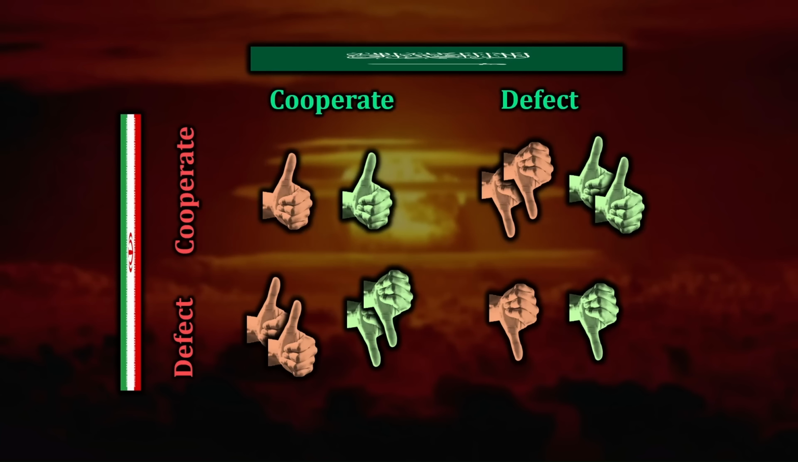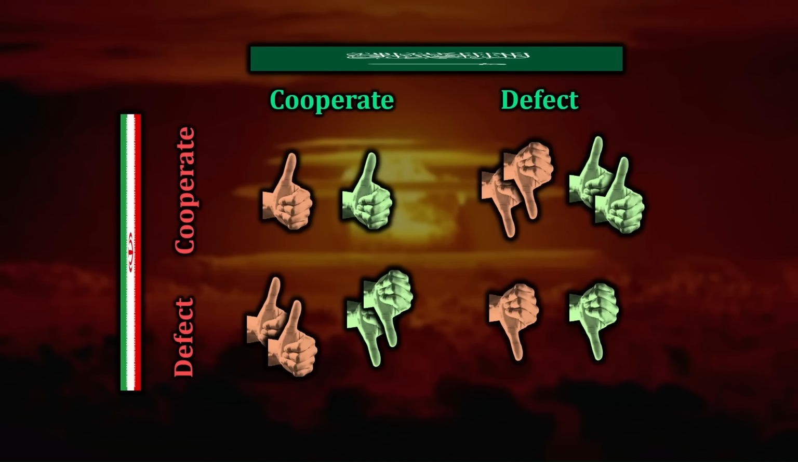Meanwhile, Saudi Arabia has the exact same preferences, but flip-flopping the actions between the two parties. Saudi Arabia most likes it when Saudi Arabia is the one that's defecting while Iran is cooperating. Next best outcome for Saudi Arabia is mutual cooperation. Next best outcome for Saudi Arabia is mutual defection. And the worst outcome for Saudi Arabia is Saudi Arabia cooperates while Iran chooses to defect.